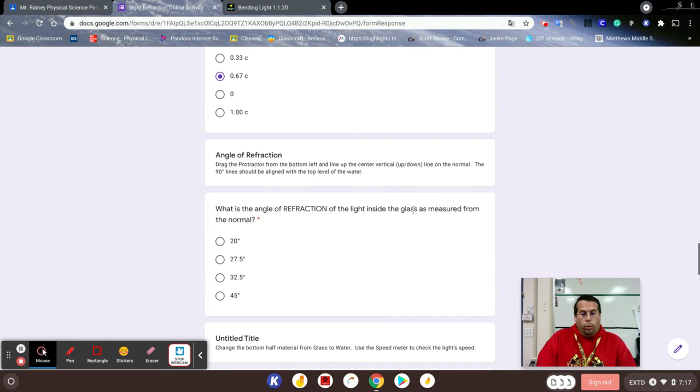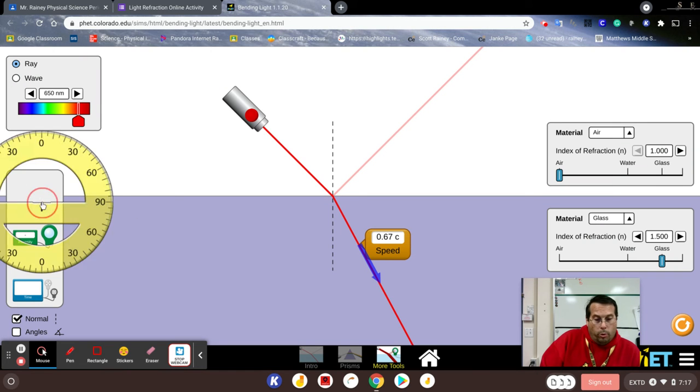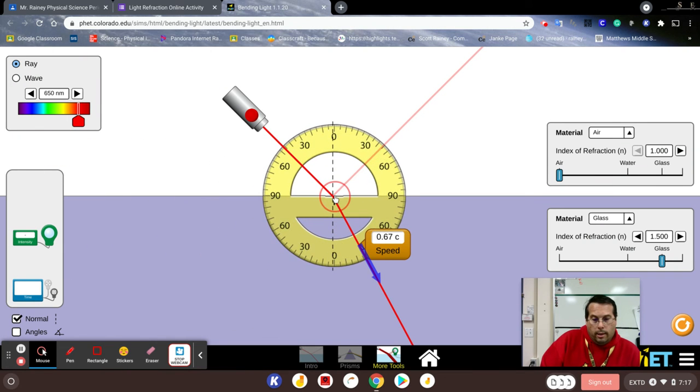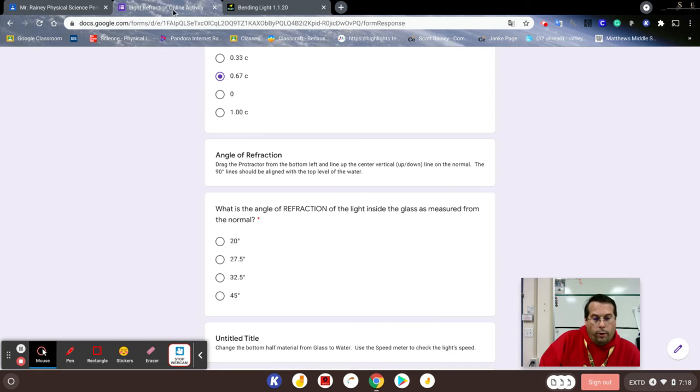Okay, so we drag the protractor from the bottom left to the center line vertical. So we go ahead and do that. Move our protractor, and again, we put that dotted line right on the normal there. And once again, we see it's coming in at 45 degrees. Can I not move this? Okay, so 45 degrees is what it's coming in at.